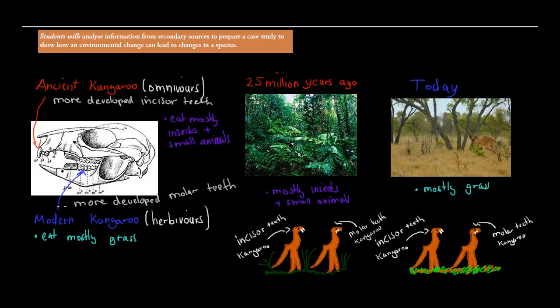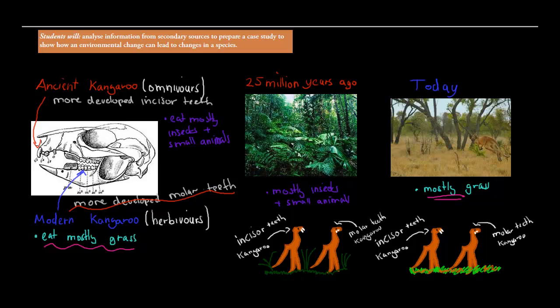And one thing we've noticed with the teeth of the skull is that the modern kangaroo had more developed molar teeth. The reason why is because now we have a very dry environment. It's very bush-like, which means there's much more grass. So it's mostly grass nowadays, and it's good to have more developed molar teeth because molar teeth help with chewing, and they help with eating grass. So modern kangaroos have well-developed molar teeth to be able to eat grass because those dry environments mean there's more grass. Whereas the ancient kangaroos, they were omnivores and they actually ate mostly insects and small animals, not grass.